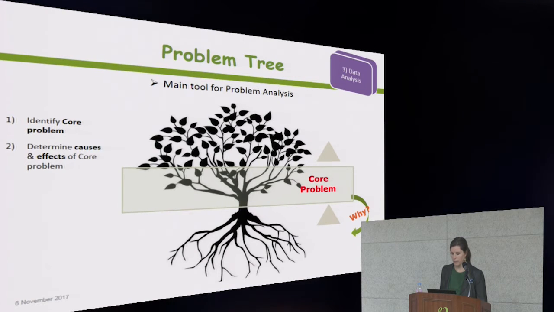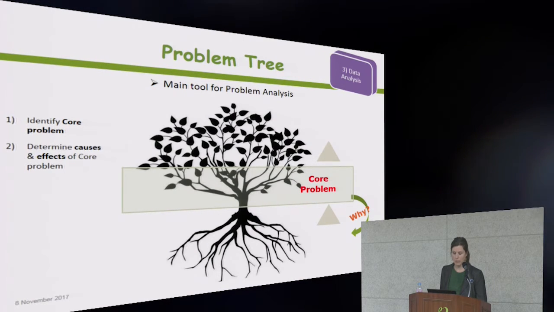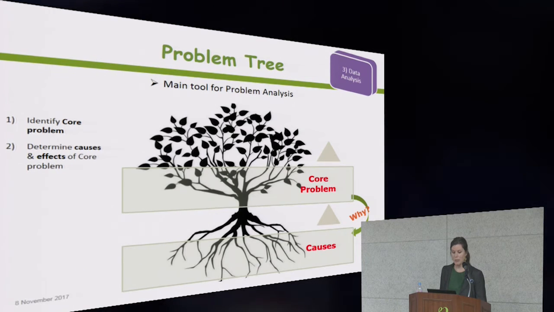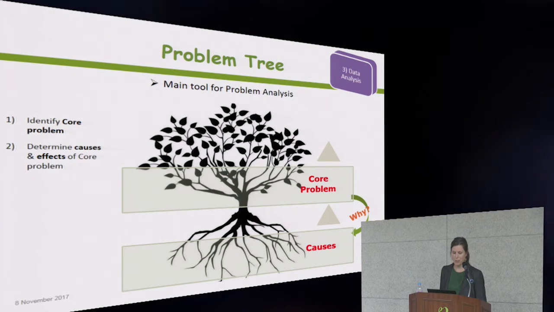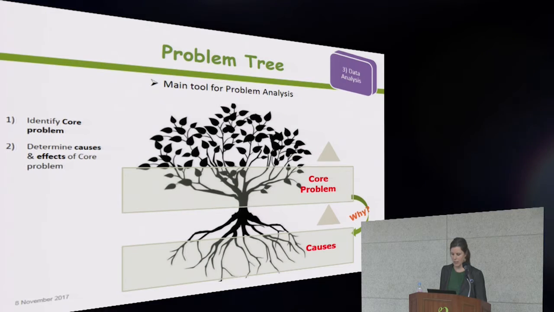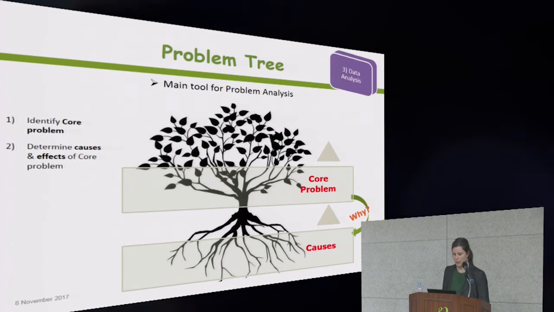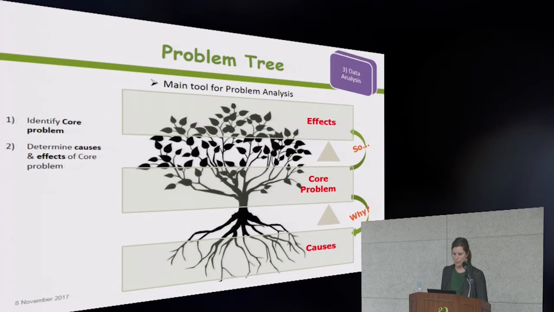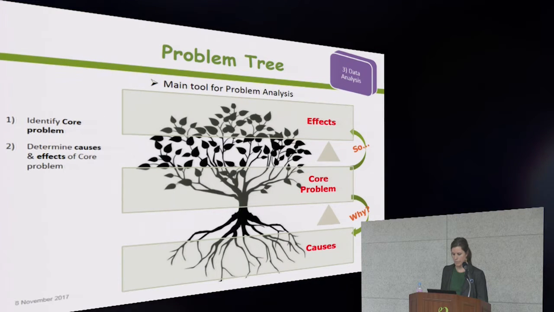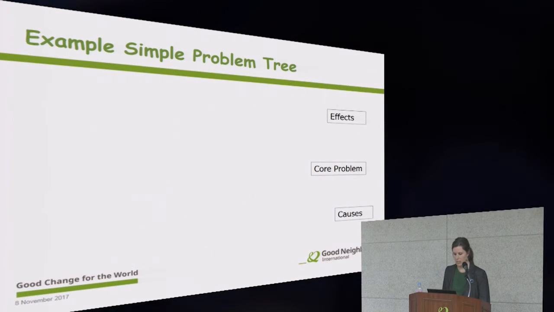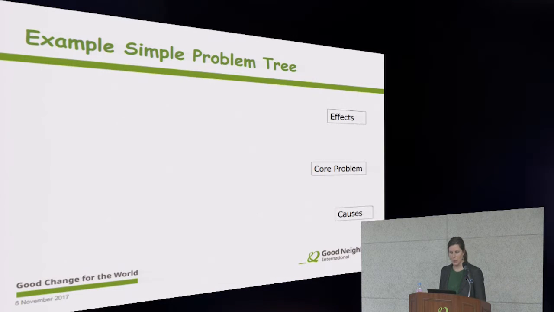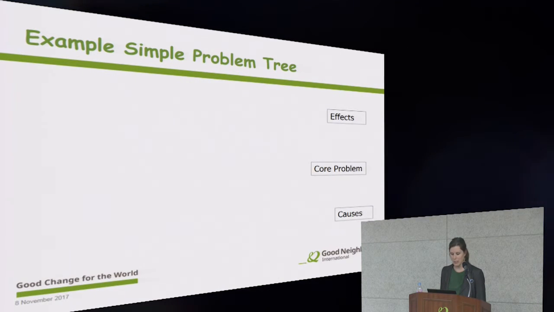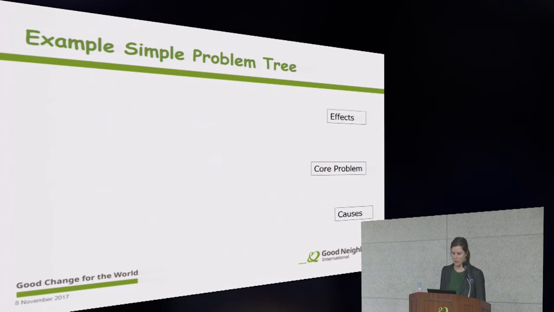why is that problem in the community? So what are the main causes? These will go below the problem in the tree as the roots. Then they'll want to analyze the effects of the problem, which will be placed above. So let's walk through and practice a simple problem tree example to demonstrate how this process goes.